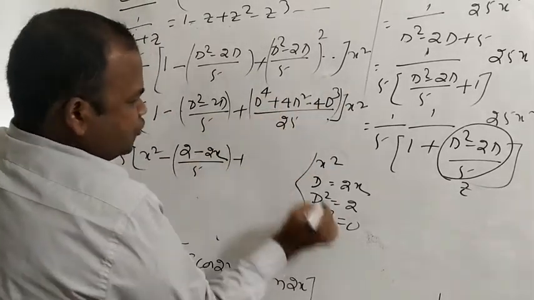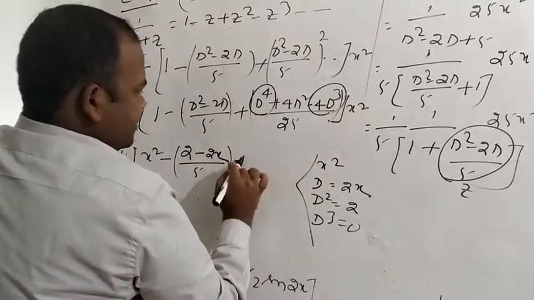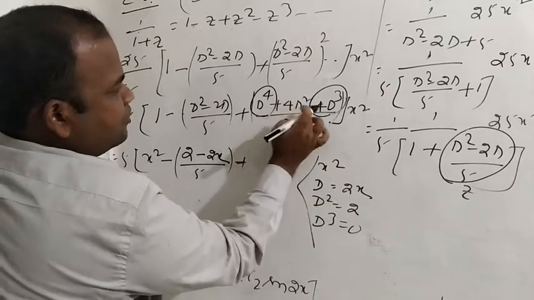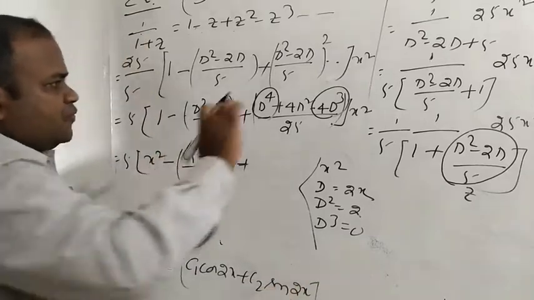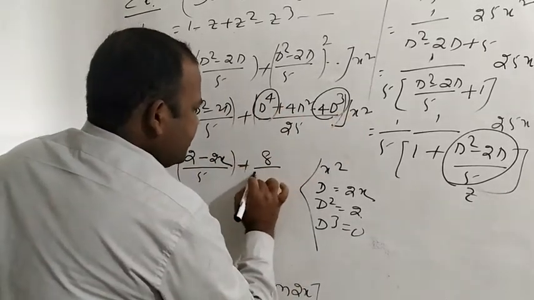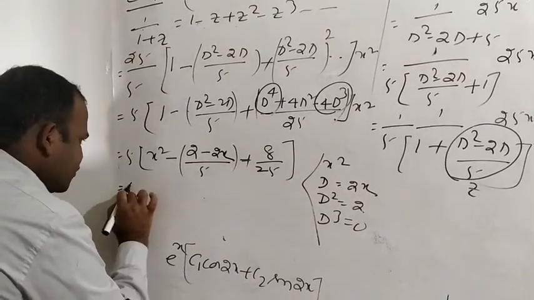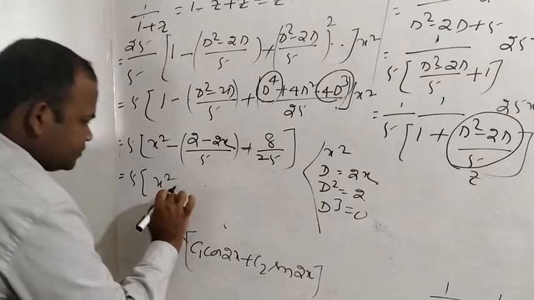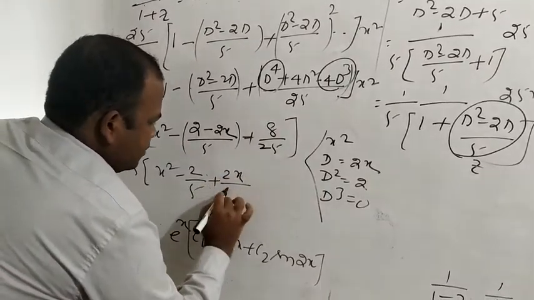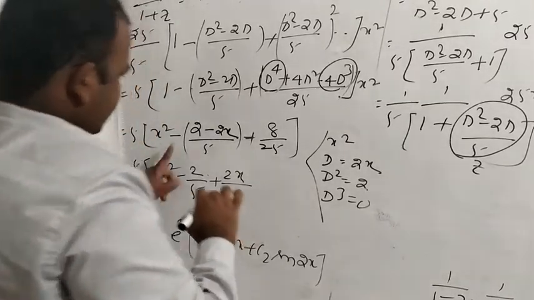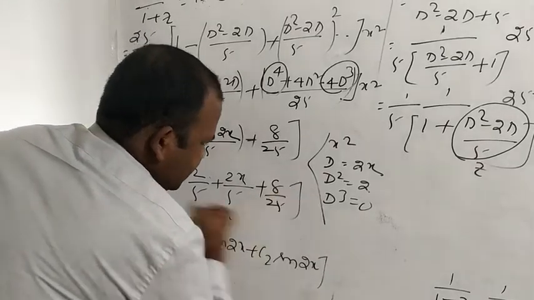Now this D raised to 4 and D cube will be 0. 4D square into x square. So what is the value of D square? 2. So 4 into 2 equals 8 upon 25. Just rearrange this: 1 upon 5 into x square minus 2 by 5 plus 2x by 5 plus 8 by 25.